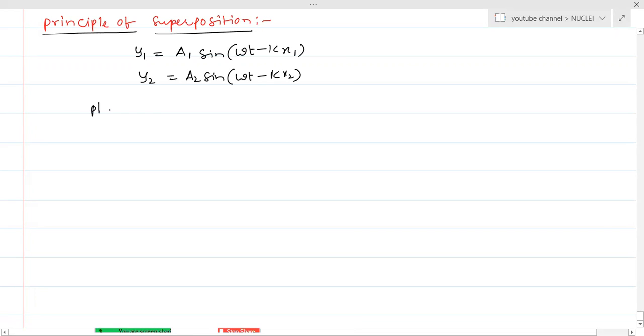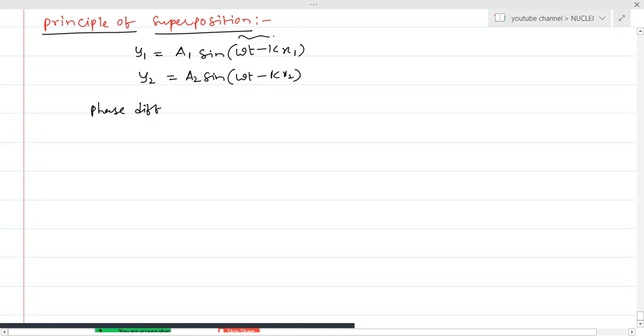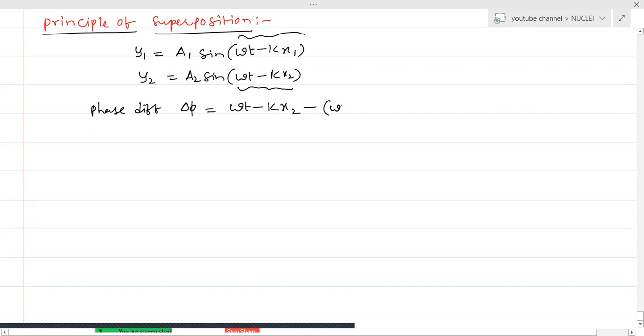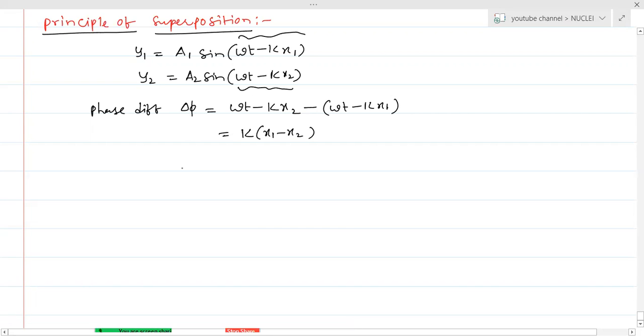So then the phase difference. Already we know this total value is called the phase. When we take the phase difference delta phi, it is equivalent to phase 2 minus phase 1, that is omega t minus kx2 minus of omega t minus kx1. So finally we get k into x1 minus x2.